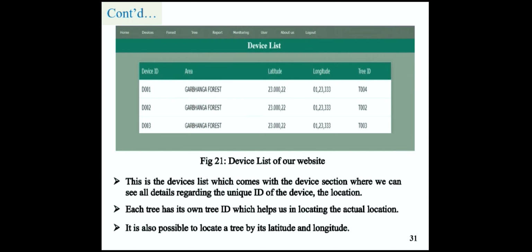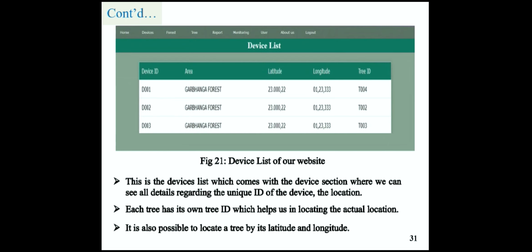So this is the devices list, which comes under the device section, where we can see all details regarding the unique ID of the device and their location. Each tree has its own tree ID, which helps us in locating the actual location. It is also possible to locate a tree by its latitude and longitude.